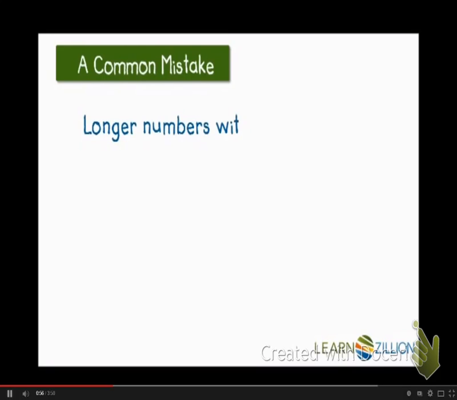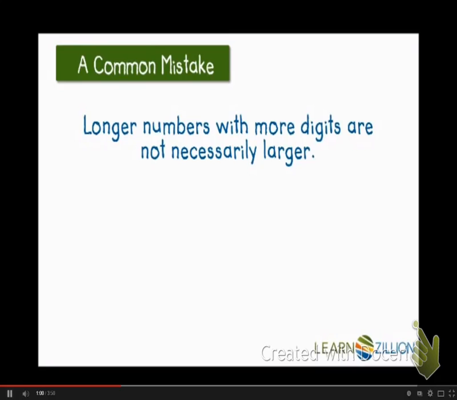There are some common mistakes that a lot of people make, but you can avoid them if you remember this. Longer numbers with more digits are not necessarily larger. In the number 1 and 2300ths, comparing it to 2, it is not greater than 2. A lot of people see that there are a lot of digits written there, and they begin to assume that. But if you just think about the whole numbers here, 1 and 2, you would immediately know that 2 is going to be greater than 1.